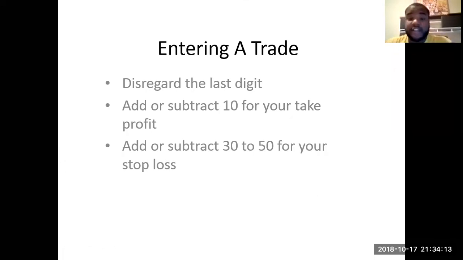Enter in a trade. Now, this is important for folks that want to know how to get in these trades. Take a screenshot of this and just disregard this last information for your stop loss, okay? So when entering a trade, you're going to disregard the last number. And I'm going to show you in a second. Disregard the last number, and then you're going to add or subtract 10 for your take profit. So if you enter a buy, you're going to add 10. If you enter a sell, you're going to subtract 10. And this is for your take profit. All right?